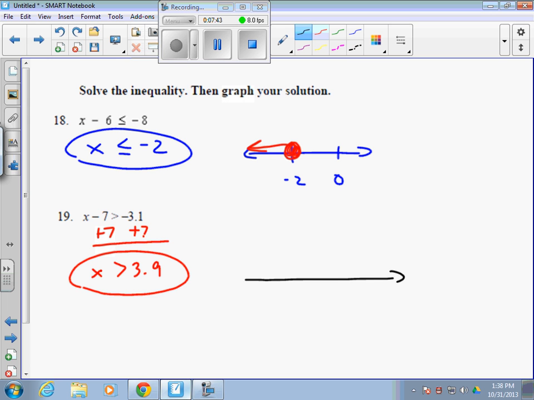When you graph 3.9, you can do it this way. You could say it's 4, and you can kind of estimate what it is. Like 3.9 would be right next to 4. Or you could just go ahead and draw yourself. You can actually write in the number 3.9 itself. So like right here, 3.9, just a little bit of an estimate. But you don't fill the bubble in, and you graph greater than, which is everything to the right.